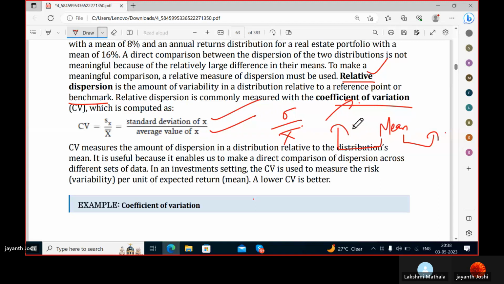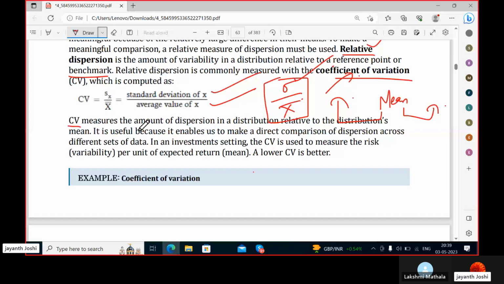Yes, sir. But here we are taking two data sets to check that. The coefficient of variation can be checked between two data sets. The formula for coefficient of variation is standard deviation by mean. An example can help you understand this concept in a very easy manner. Coefficient of variation measures the amount of dispersion. It shows how much you are away from the mean.